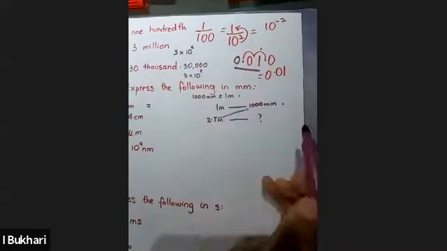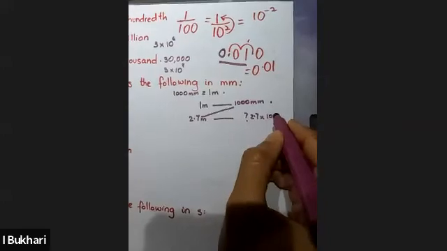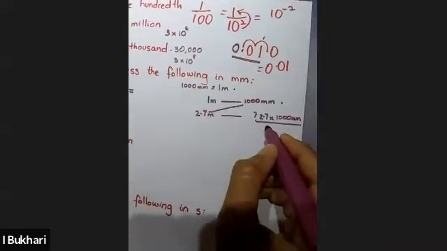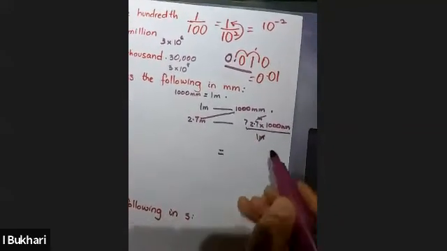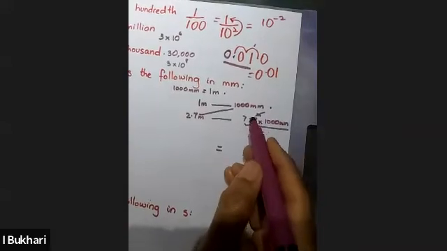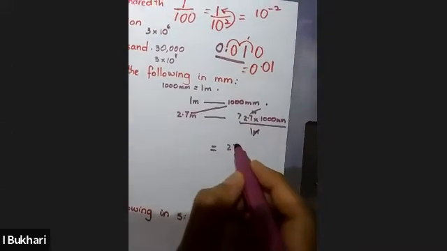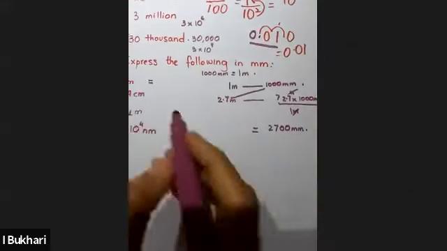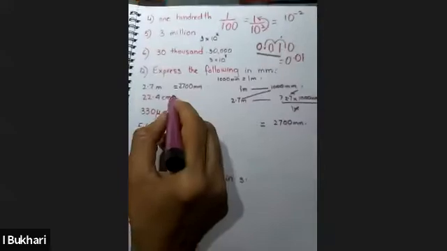I will cross multiply. 2.7 multiplied by 1,000 millimeters divided by 1 meter. So the decimal place would jump 3 times forward, which would give me 2,700 millimeters. Yes, so this would be equal to 2,700 millimeters. Okay, good job.